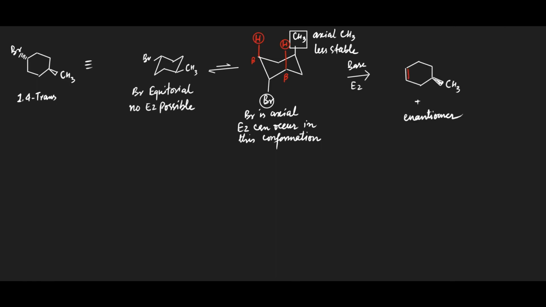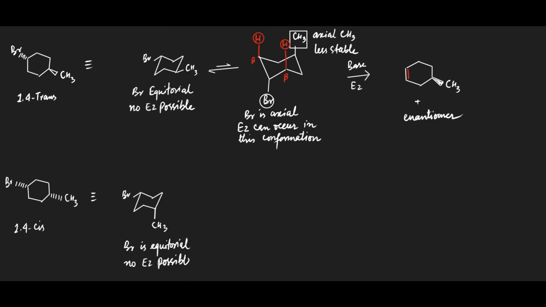Elimination of either axial beta hydrogen shown in red gives this product and of course its enantiomer. Similarly, take the second molecule, in which bromine and methyl are cis to each other. 1,4 cis means one substituent on axial and other on equatorial. Let us keep bromine equatorial and methyl axial. In this conformation, bromine being on equatorial position means that no beta H is anti-periplanar to it, hence E2 is not possible.